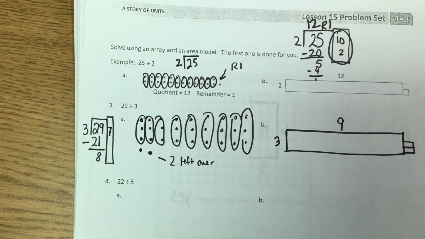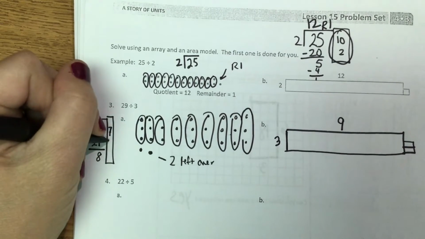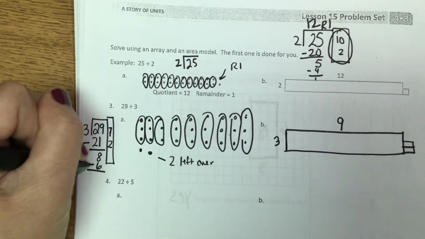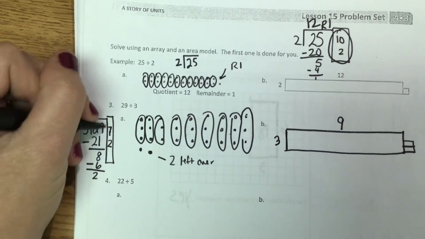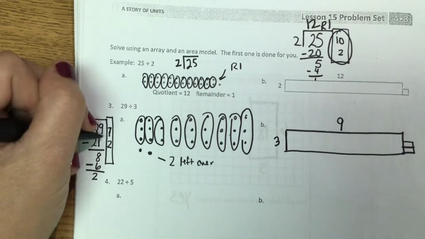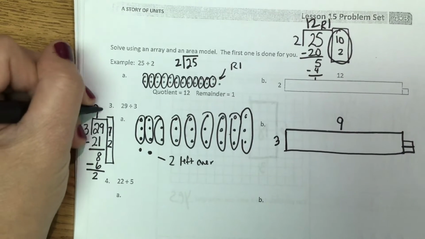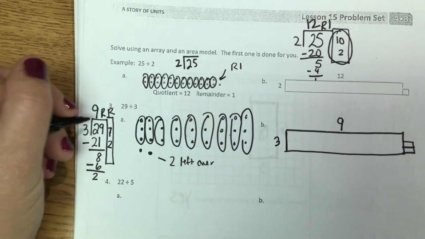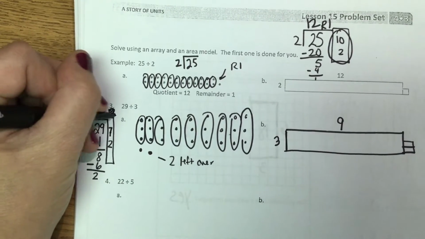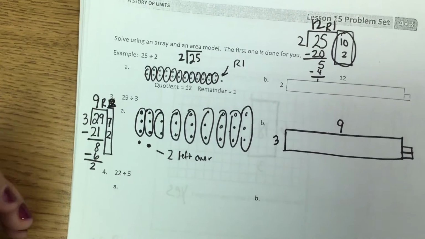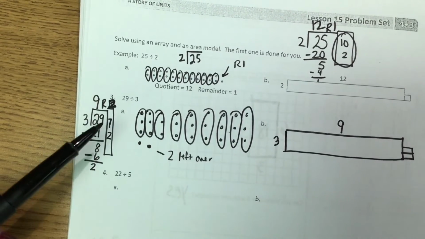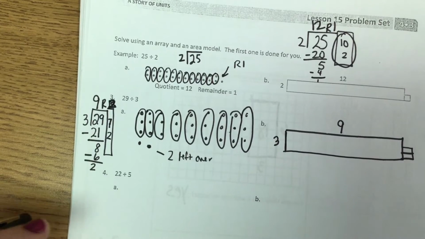Then I have to think, well, what's going to get me really close to 8? 3 times 2 is going to be 6. Subtract. So I add these up, 7 plus 2, 9 with the remainder of 2. All right. So here I've done it 3 different ways. I've made the division 3 different ways.